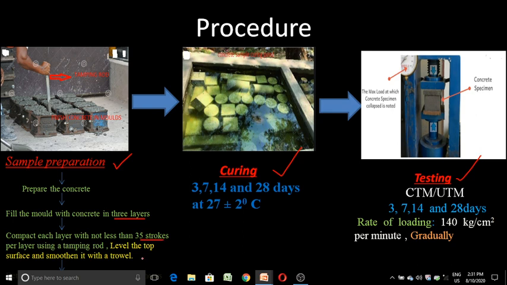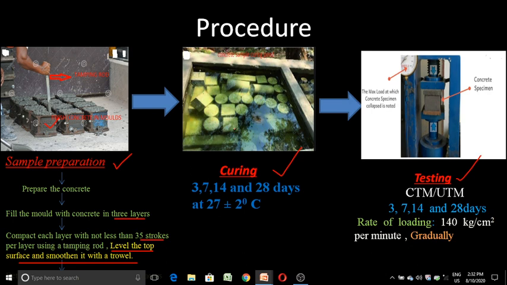After finishing the 3 layers, you have to level the top surface and smoothen it with a trowel. After smoothing with the trowel, we keep this sample aside for 24 hours, and after 24 hours you have to detach the iron molds from the concrete. Then the concrete will have hardened somewhat. That hardened specimen will be placed in curing.